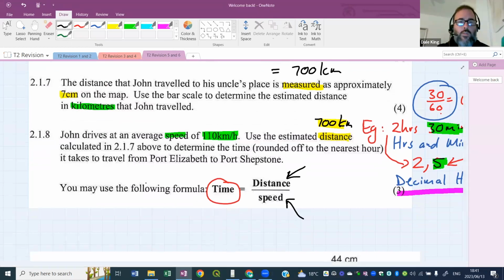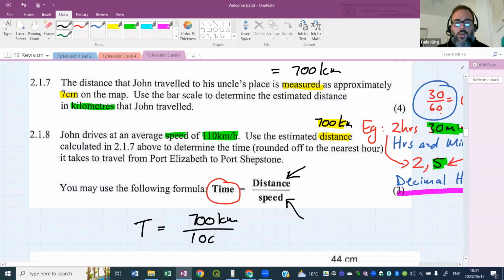At the bottom here, I'm going to say T for time, just the capital letter T. I'm going to put in my distance, which is 700 kilometers at the top, and at the bottom, I've got my speed, which is 100 kilometers per hour. This is why you should always check that your units are the same in the formula. If you've got kilometers at the top and meters at the bottom, you're going to have to change something. You've got to have the same units there. So we've got kilometers in both. That's fine.